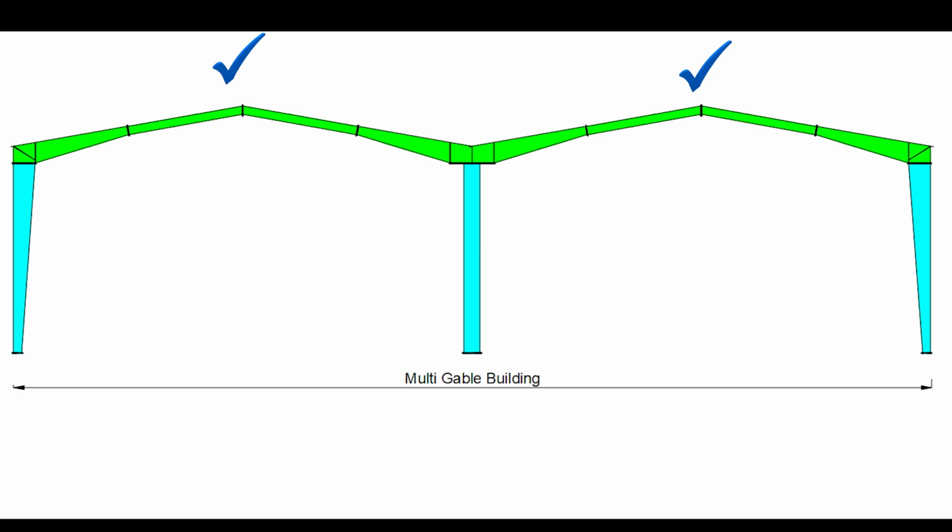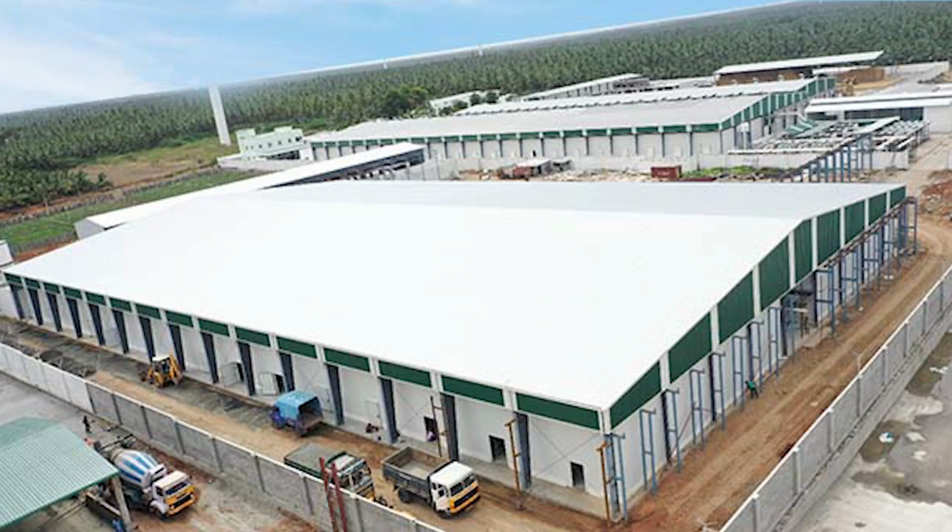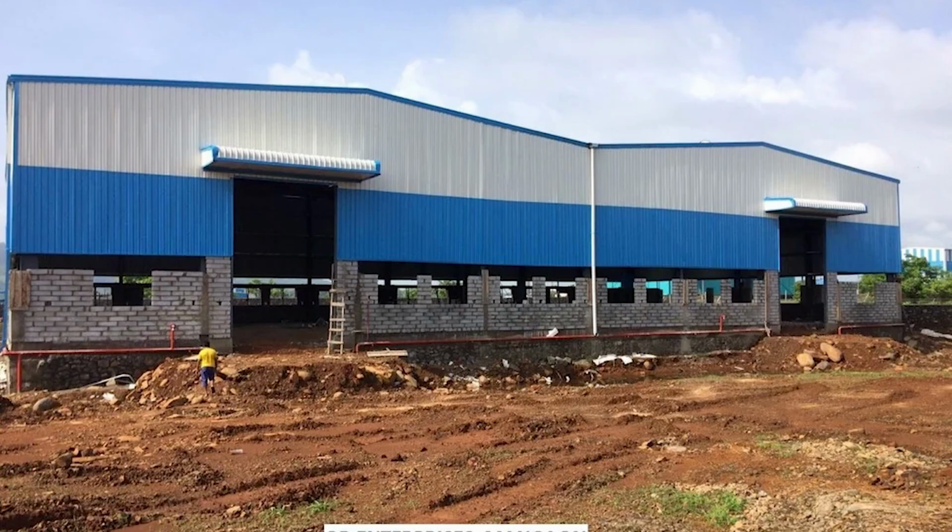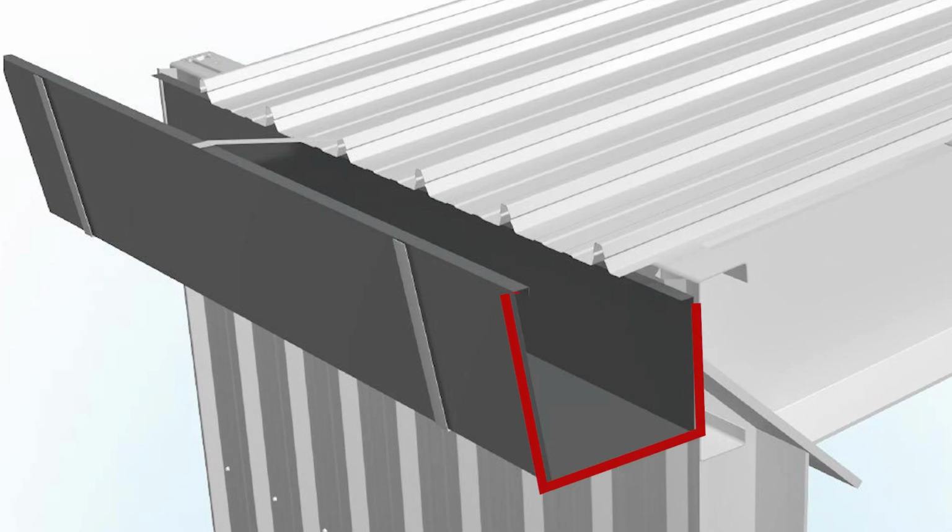This type of building is used for large span buildings. In large span buildings, the rainwater load on the roof becomes very heavy during the rainy season. Therefore, a multi-gable building is the safest way to drain this water. In multi-gable buildings, we build multiple drainage systems on the roof so that the rainwater load on the roof is reduced.